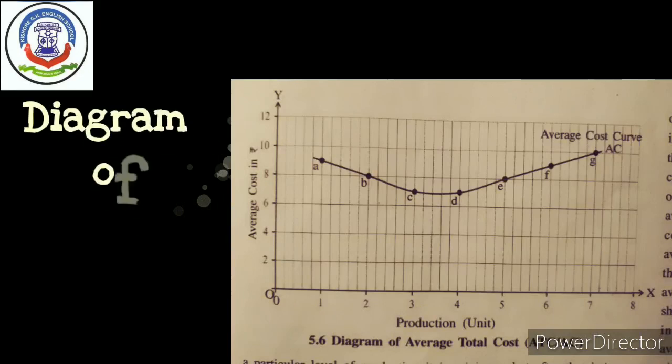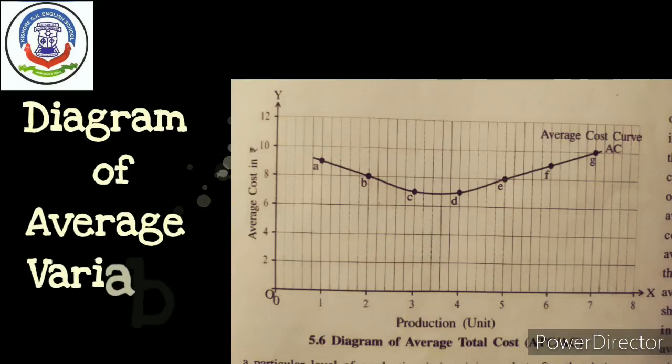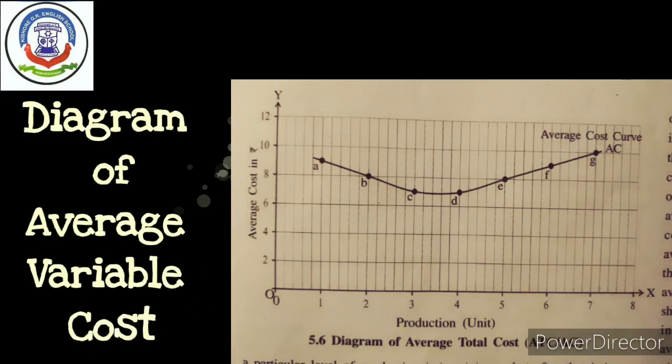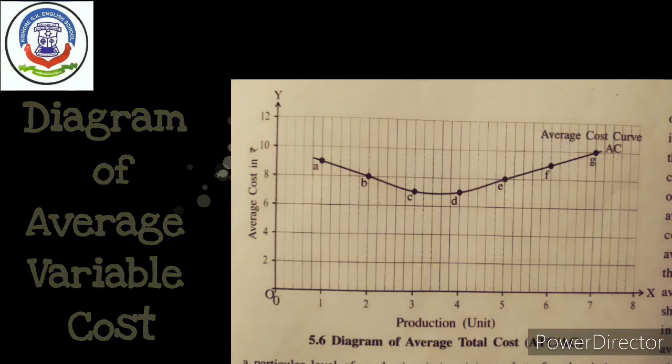In the diagram, output is shown on the x-axis and average variable cost is on the y-axis. First, average variable cost moves left to right, upward to downward, meaning a negative slope curve, which indicates that in the beginning, as output increases, average variable cost decreases. But after the production of 30 units, average variable cost shows an increasing trend, because in the beginning there are increasing returns to scale, and afterward decreasing returns to scale.